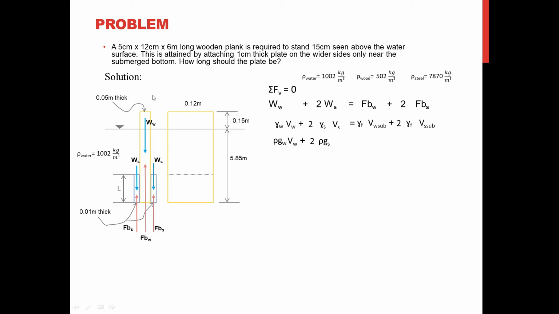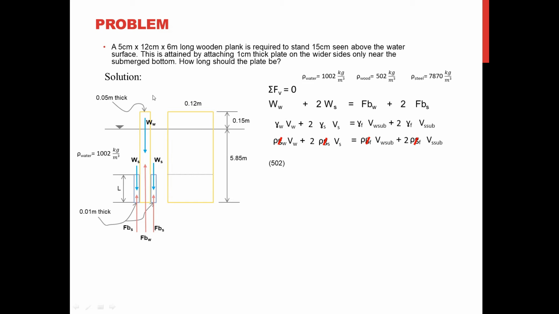Likewise, for the steel, we have rho g for the steel. And for the fluid, of course, that is rho g for the fluid. Okay, so notice that g is common to both left and right hand equation. Hence, it is common to all terms in the equation. So therefore, we can just cancel that.